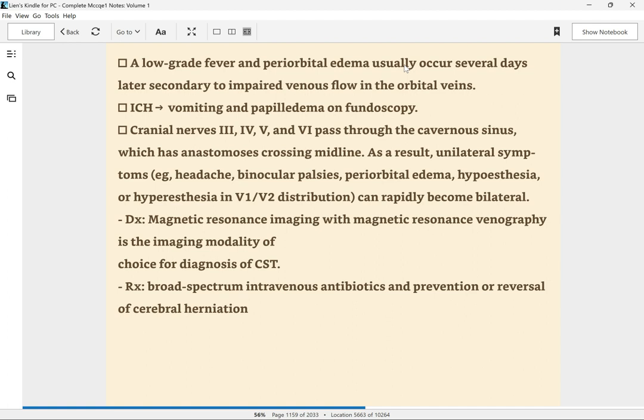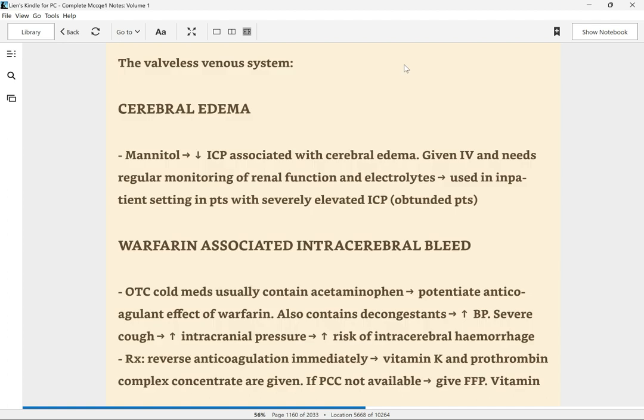RX: broad spectrum intravenous antibiotics and prevention or reversal of cerebral herniation. With the valveless venous system and cerebral edema, mannitol → ↓ ICP associated with cerebral edema. Given IV and needs regular monitoring of renal function and electrolytes. → Used in inpatient setting in PTS with severely elevated ICP, obtunded PTS, warfarin-associated intracerebral bleed.